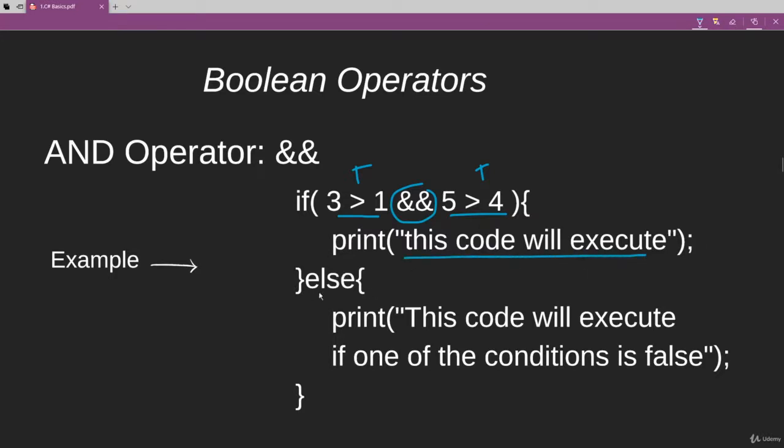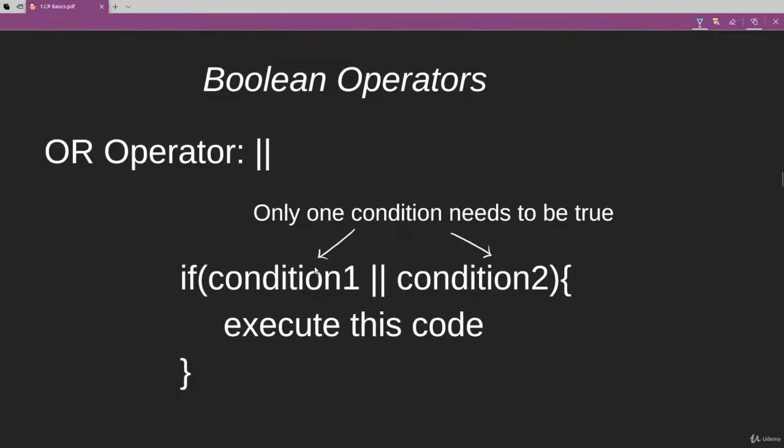Then we have an else statement over here, and well, you know what the else statement does. If the code inside the if statement does not execute because the condition is false, then the else statement will execute. Okay, so let's say that one condition is false. So let's say that this condition was false and this condition was true. Everything would evaluate to false, and the else statement would print out. So both conditions need to be true. That's very important that you understand that.